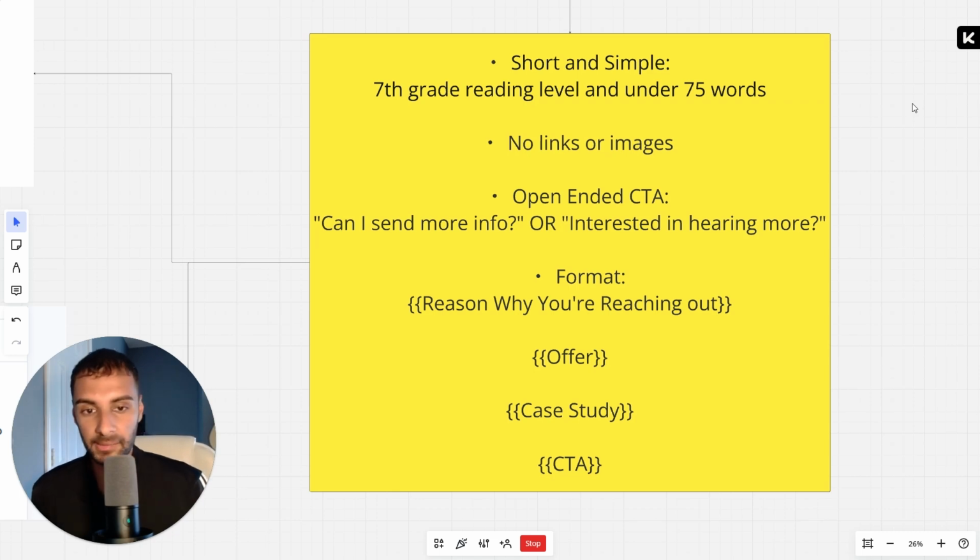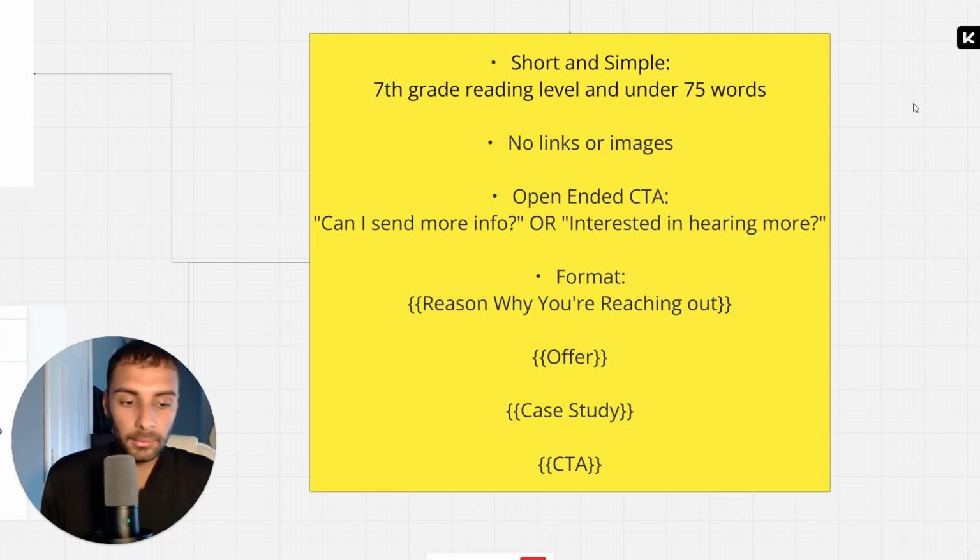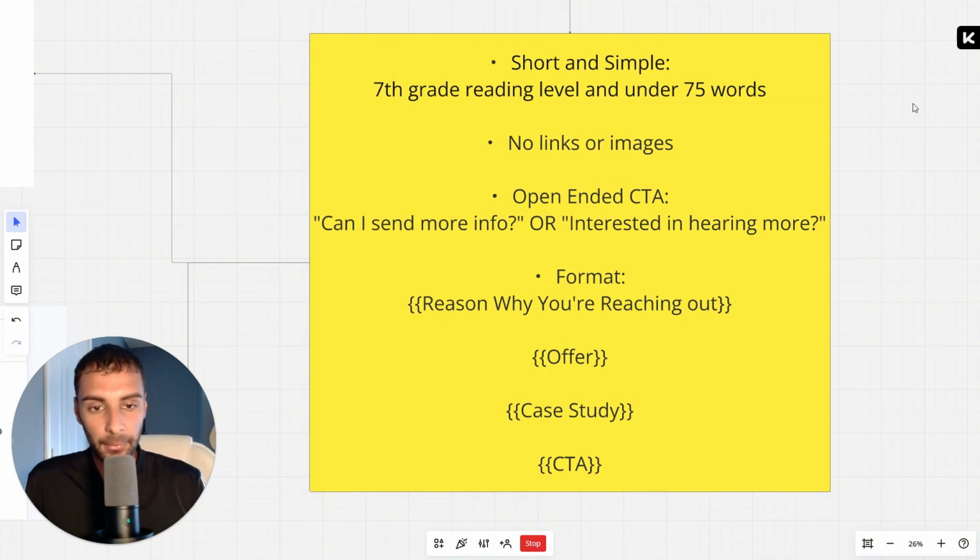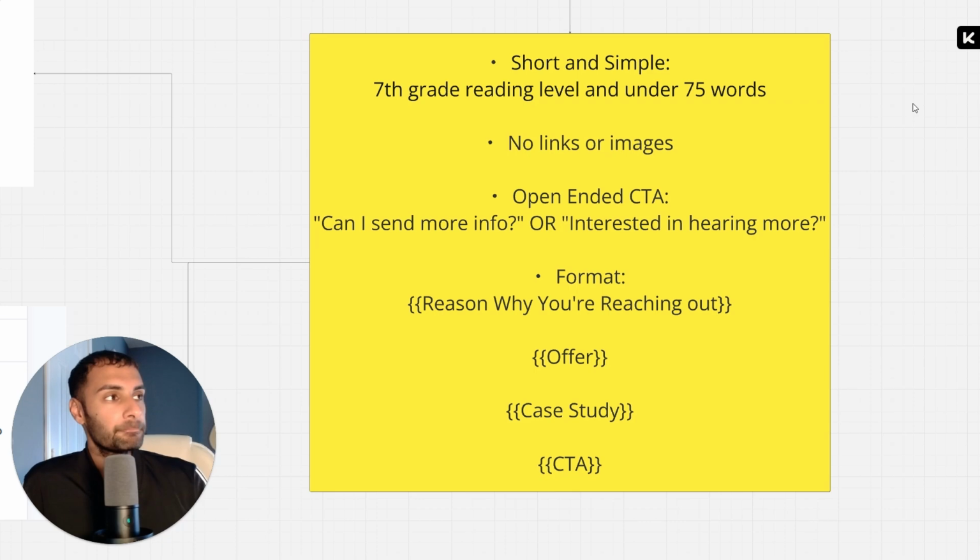Another thing is no links or images. There's a setting on Smart Lead called enhanced deliverability or something like that, where it'll only send HTML emails. And the reason you want to do this is that if you send links or images, your cold emails will actually end up in spam. If you're sending mass links and images, like let's say you have a lead list of 3,000 people, you're going to end up in spam.